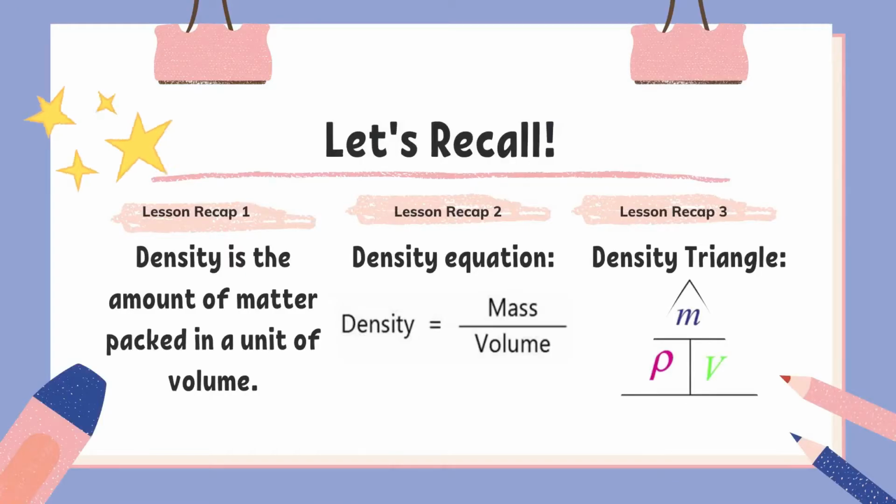Density is the amount of matter packed in a unit of volume. The equation for density is equal to mass divided by volume. We're also given the density triangle M, ρ, and V.